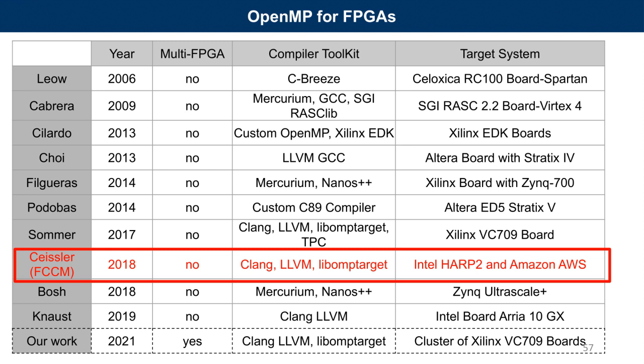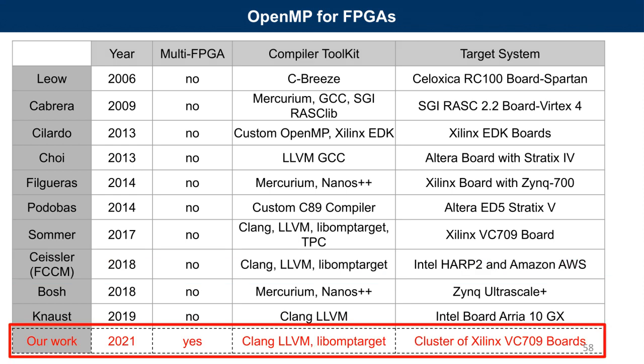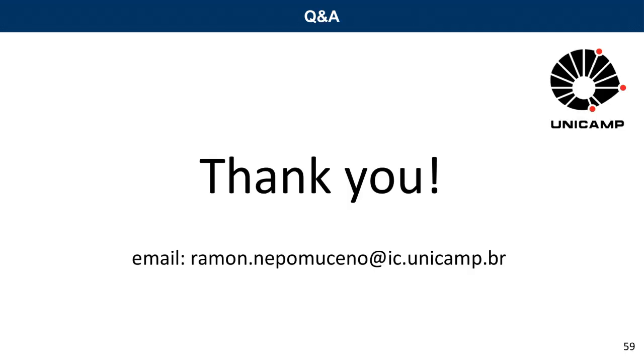HardCloud was our first step in integrating FPGAs into the OpenMP programming model. With this new project, we seek to expand our solutions for multi-FPGA architectures and incorporate the task model, thus differentiating our work from other proposals. The main difference between our proposal and the existing ones is the fact that we use OpenMP tasks in multi-FPGA architectures. That is all for this video.